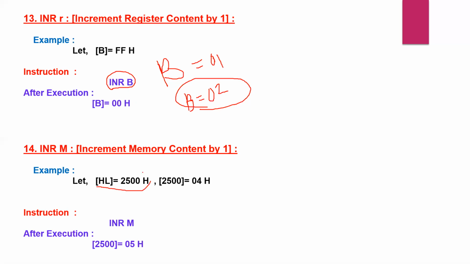For example, HL pair has data 2500H and 2500H address contains data 04H. Next instruction is INRM, that is increment memory. Means data in memory is incremented by 1. 04 is incremented and it contains data 05H.